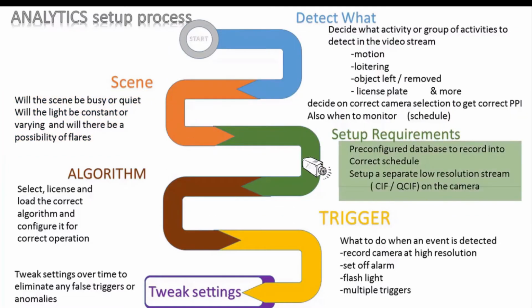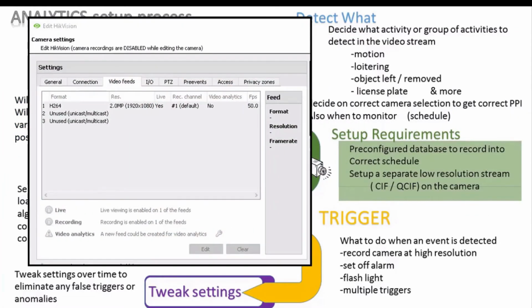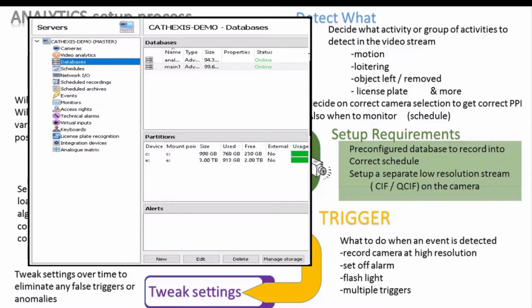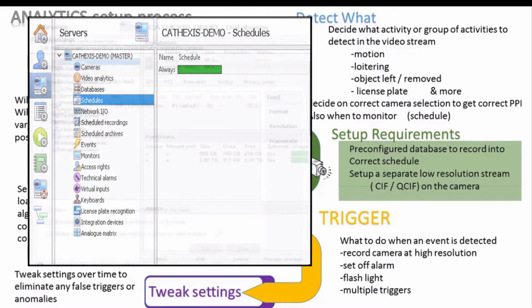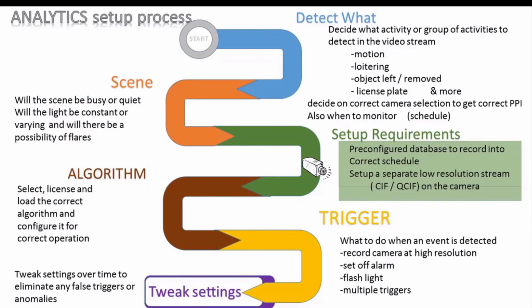The setup requirements for most video analytics will most importantly be a second camera stream that can be configured to a low resolution. This is important as it allows the algorithm to function more efficiently and quicker. A pre-configured database with sufficient storage space is also needed if recordings are a requirement. Then of course schedules are also needed to satisfy the when requirements.